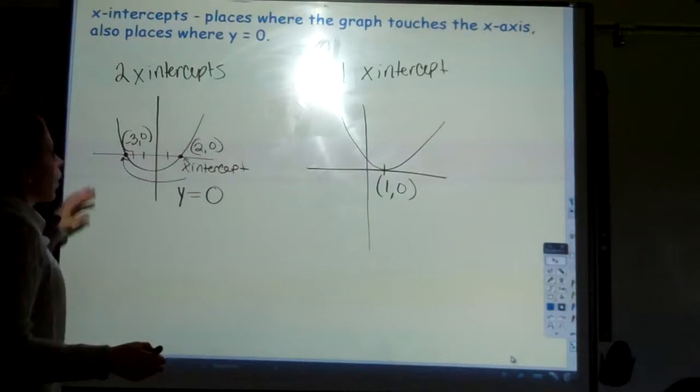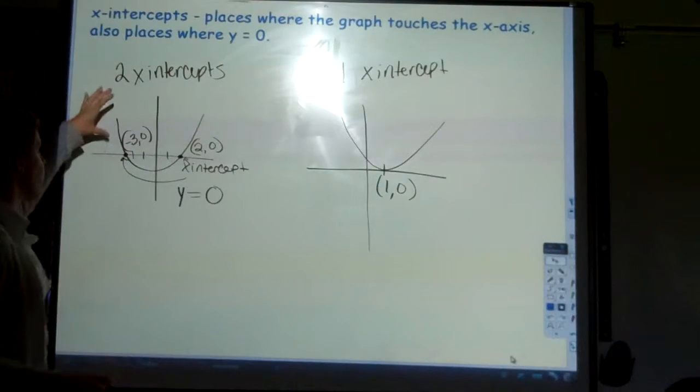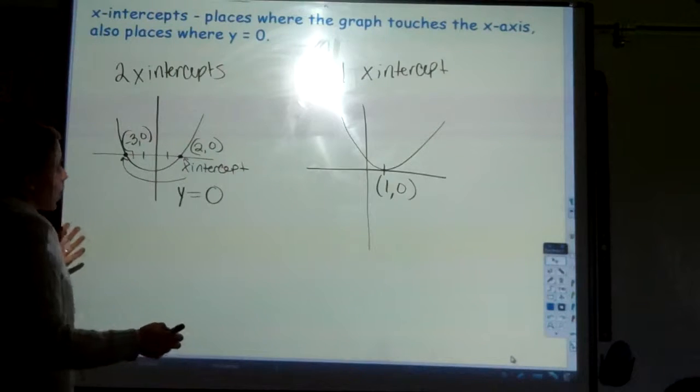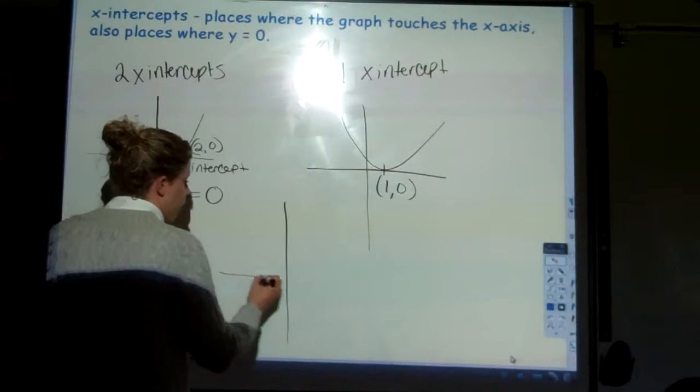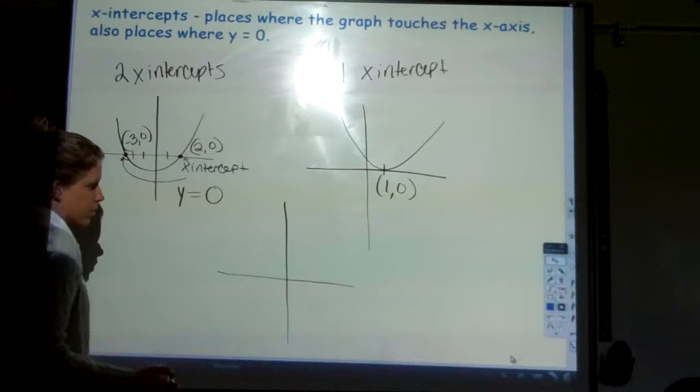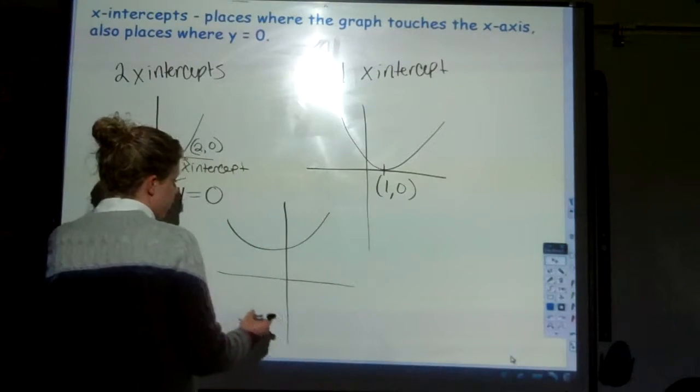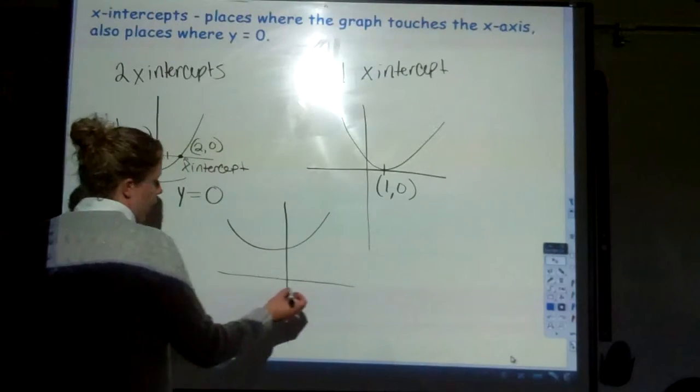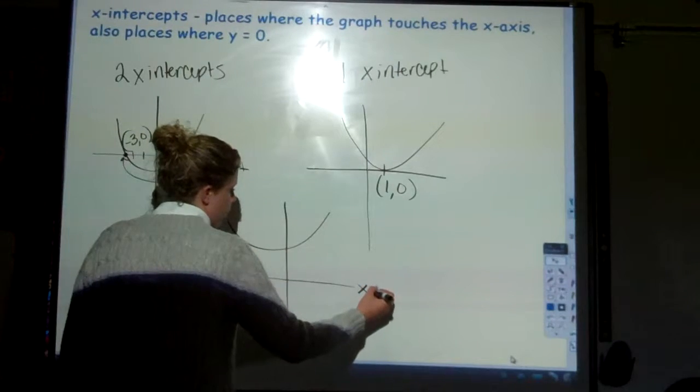Finally, the last scenario of x-intercepts is, well, if we've got 2, we've got 1, there is a possibility that this parabola will never touch the x-axis. Either it's too far above or too far below the x-axis to even touch it ever.